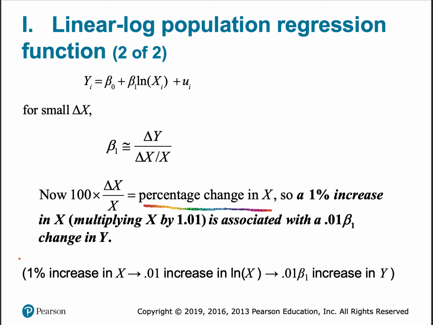So this is the key to the interpretation of a regression that looks like this, where y is not log transformed, but x is log transformed. Then a 1 percentage point increase in x that increases natural log of x by 0.01 is a 0.01 times beta 1 increase in y.